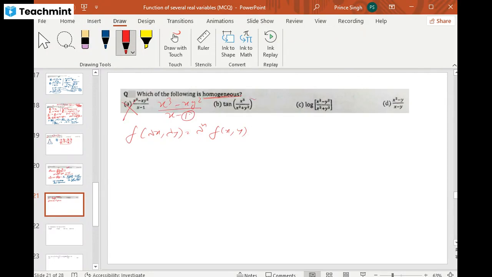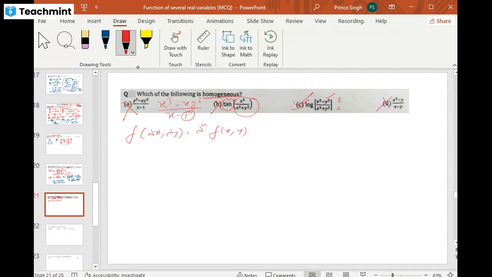Here power of x is 3 and in the denominator power is 2. So because of tan, this function is not homogeneous because it is not possible to take lambda outside. Here power is 2. Here also power is 2. So the net power is 0. So it means this function is homogeneous. Here power is not the same, this function is not homogeneous.